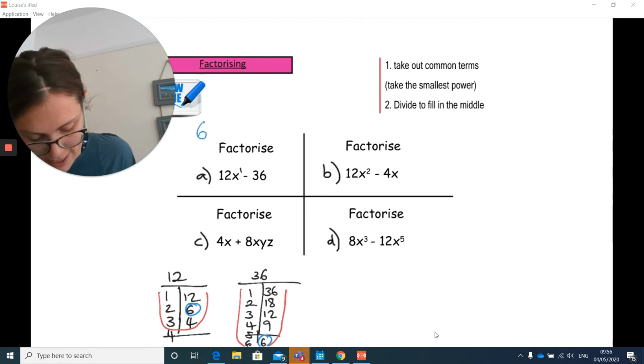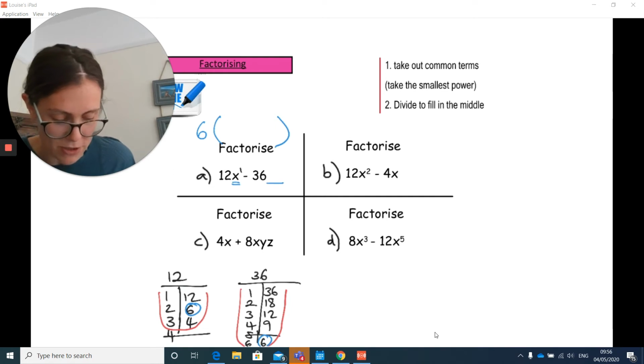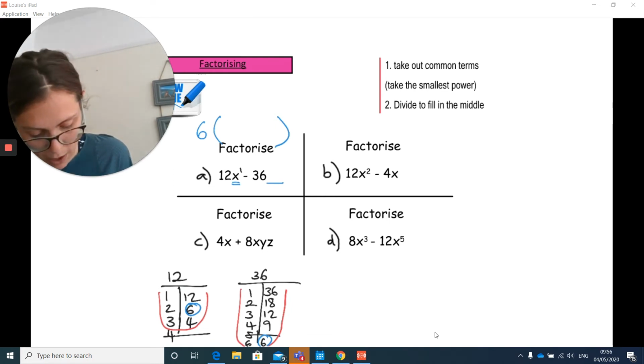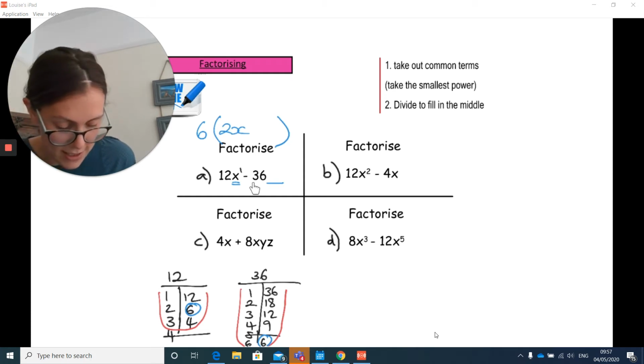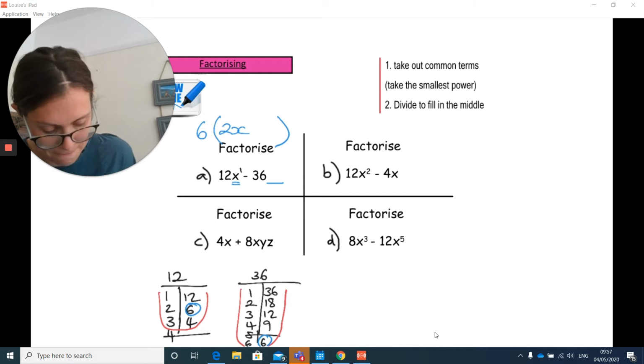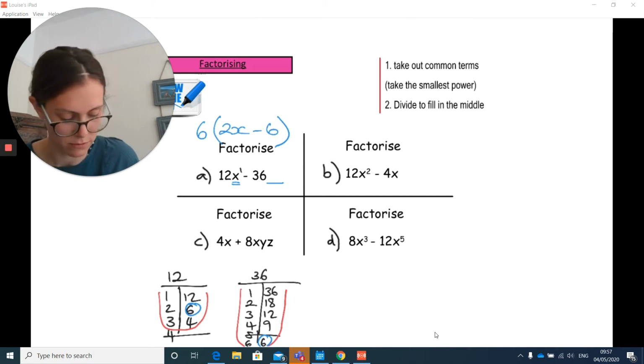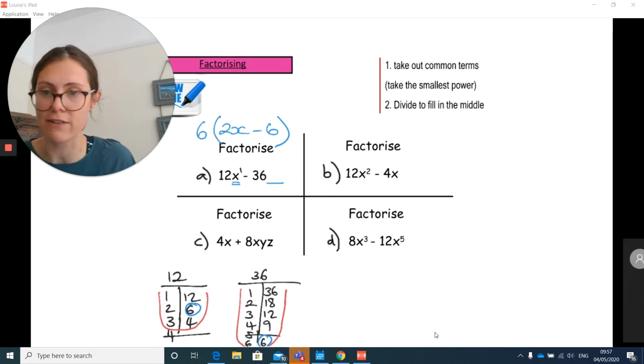So in this one, 6, and they don't share any letters. You've got an x to the power 1 here, but there's no x there. So then the pair that goes with 6, we were doing 12 divided by 6, which is 2x. And then here, 36 divided by 6, minus 6, okay? Oh, actually, that then highlights that I haven't done that correctly, have I?